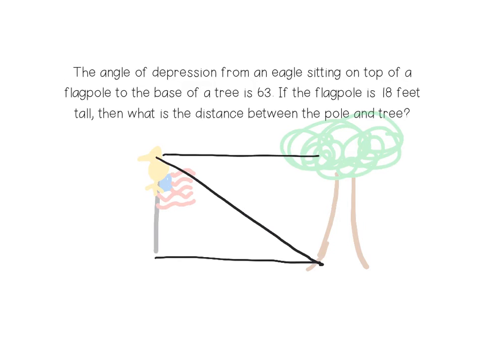And remember, that angle of depression is between that horizontal line parallel with the ground and the line of sight. So this angle here is 63. If the flagpole is 18 feet tall, what is the distance between the pole and the tree? So we're looking for this distance here.